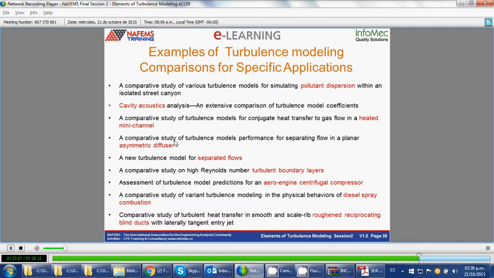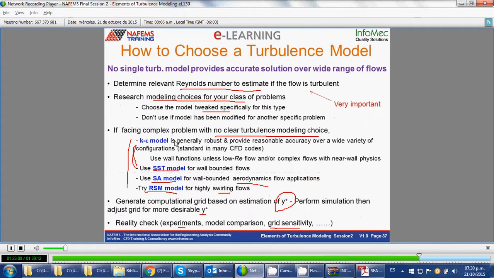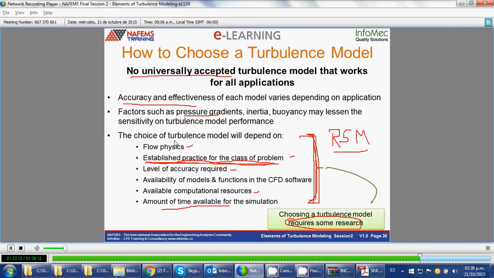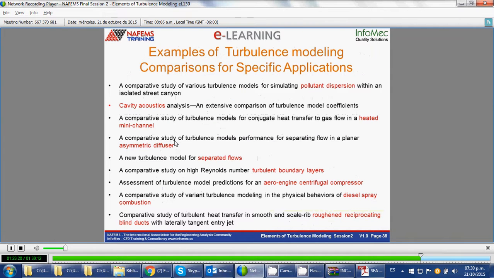When I said look to see what people have done, if I go back here, I said establish practice for your class of problem. So one of the things is you could do some search. I did some simple searches here, for example. If you're looking for pollutant dispersion, there is a study that people have done, a comparative study of various turbulence models.